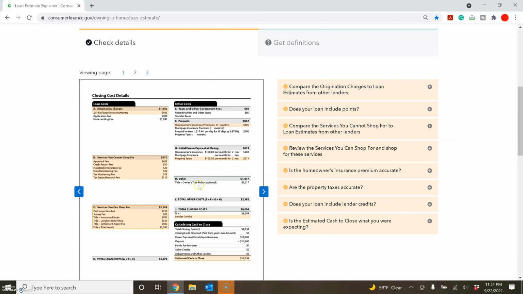So it's good to have on there. Any lender credits are going to be right here. Sometimes if you take a little bit higher rate, you're going to get a lender credit, or other things you may get a lender credit for. It'll be here, and it's going to offset your closing costs.